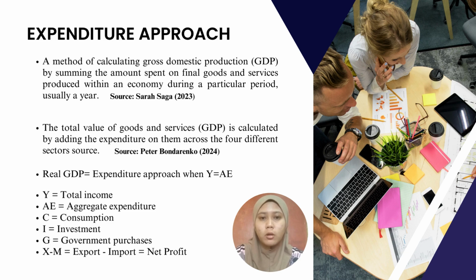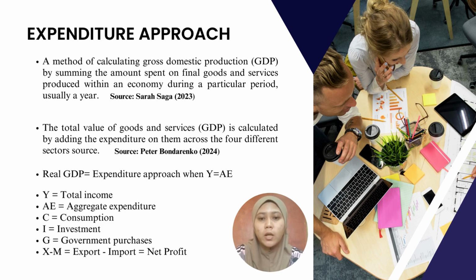GDP is a measure of the size of the economy through production. It is calculated the same as aggregate expenditure within the economy. It illustrates the positive relationship between aggregate demand and GDP. Expenditure growth is the total value of goods and services. GDP is calculated by adding the expenditure on them across the four different economic sectors.